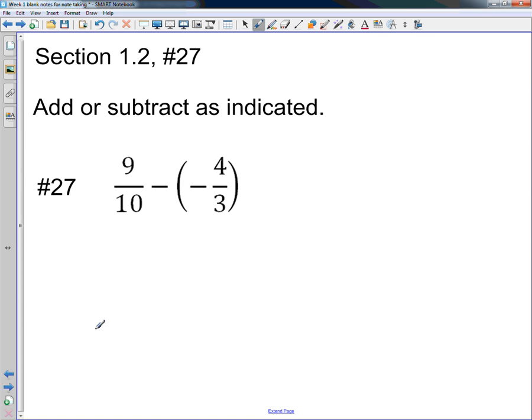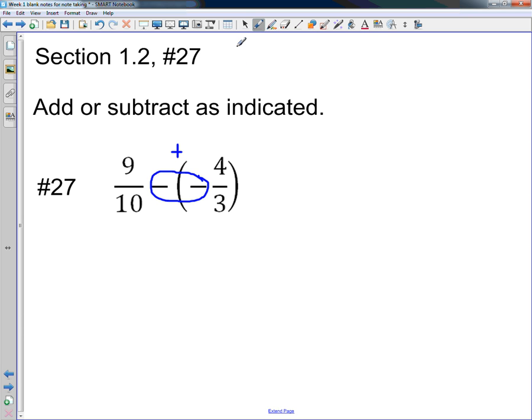So let's look at our first one in section 1.2. This is asking us to add or subtract as indicated. So let's go ahead and work through our problem. The first thing that I like to do is I notice that there are double signs here, a negative and a negative right next to each other. When you have two negatives right next to each other like this, they convert into a plus.